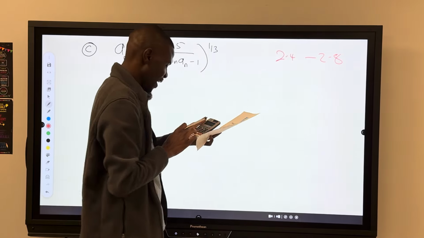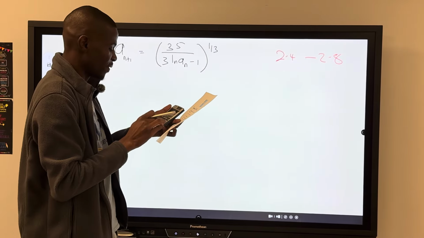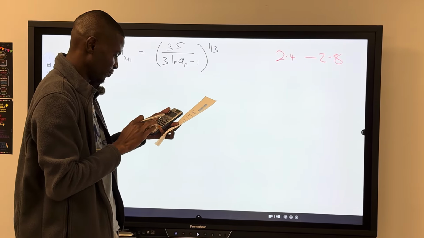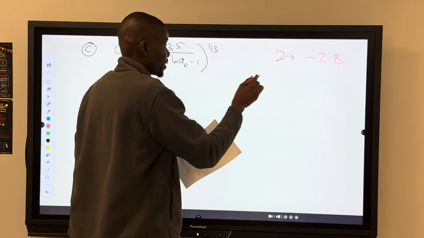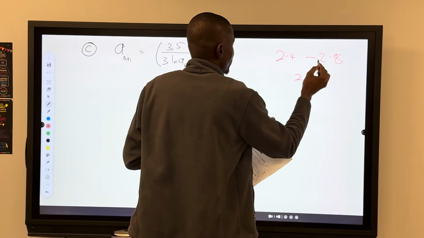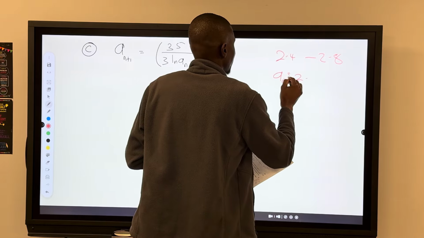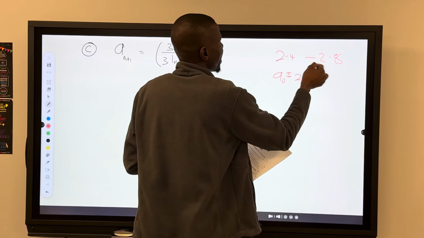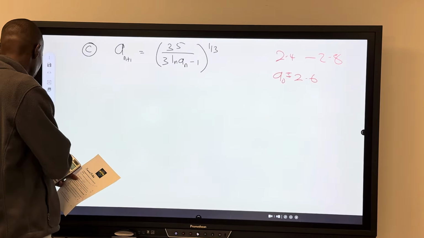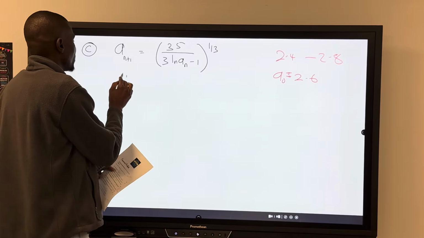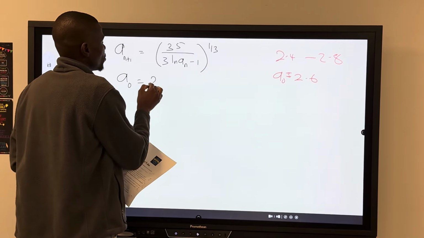So normally I take the value in between. If I divide that by 2, I'm going to use 2.6. So I'm going to use my first approximation as 2.6, but you can pick any value between that range. So here we can say my A0 equals 2.6.